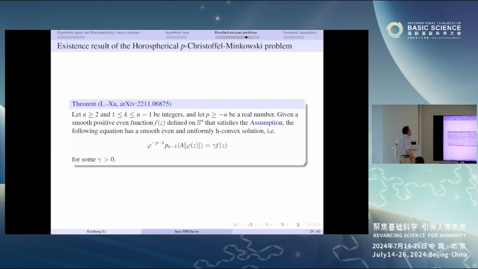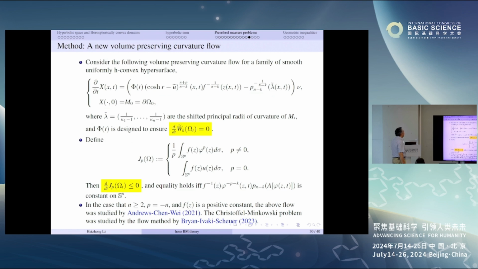What method did we use to prove it? I'll give one slide to explain. We use a curvature flow. Consider the volume-preserving curvature flow. We design this kind of flow. This flow seems complicated, but you just look at the last term. Lambda tilde is one of the shifted Brunn curvatures. This is of degree 1 in the Brunn curvature, with a minus sign, so it is a shrinking type, with a constraint here.